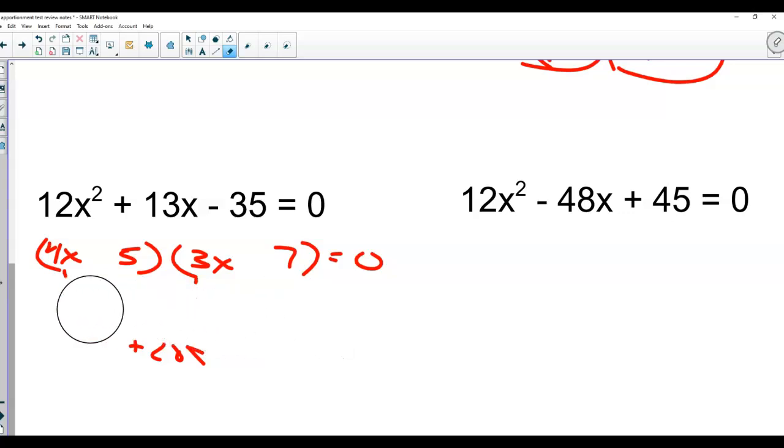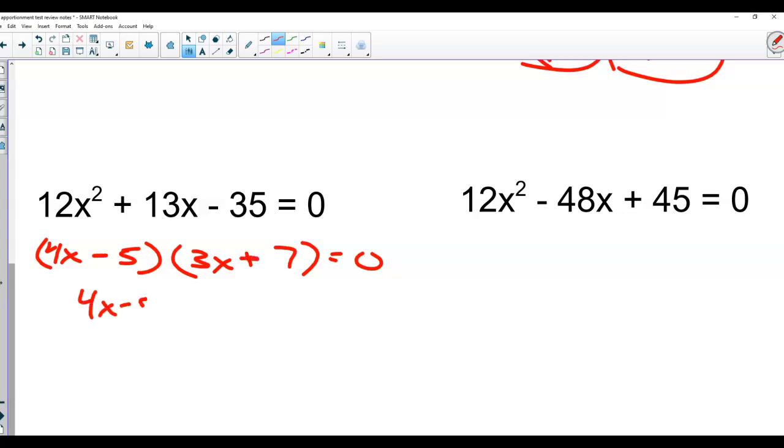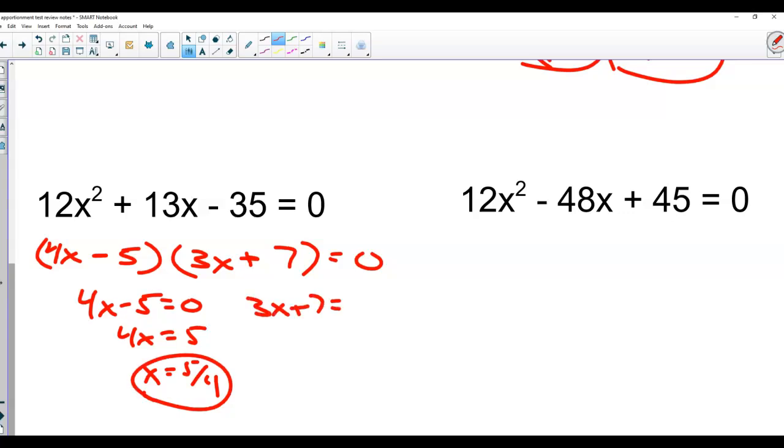So when I do that, it's a positive 7, a negative 5. 4x minus 5 equals 0, 4x equals 5, x equals 5/4. 3x plus 7 equals 0, 3x equals a negative 7, x equals negative 7/3.